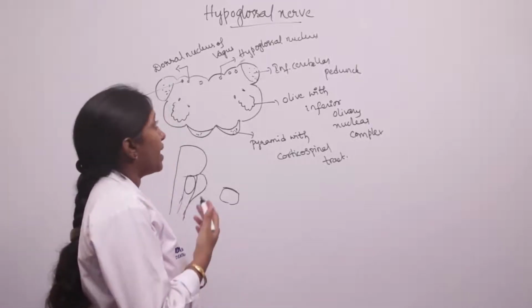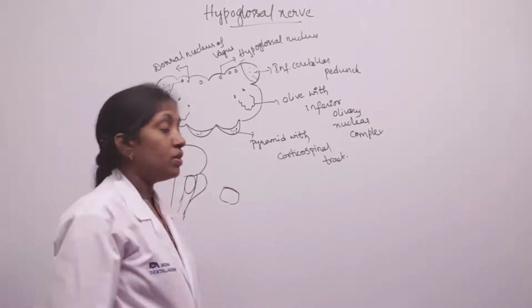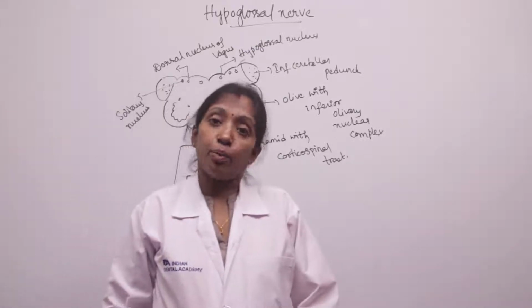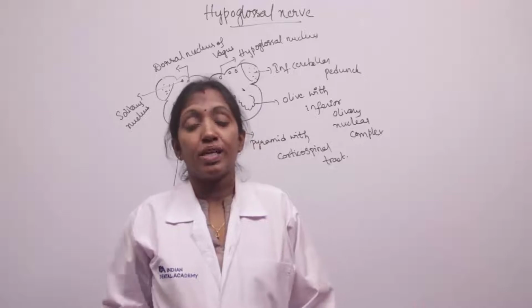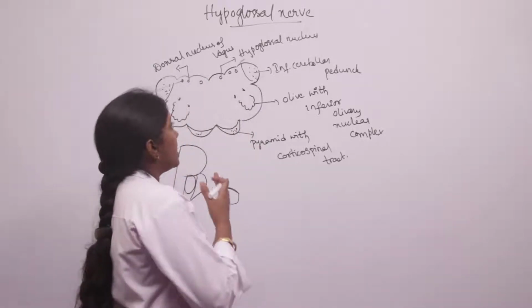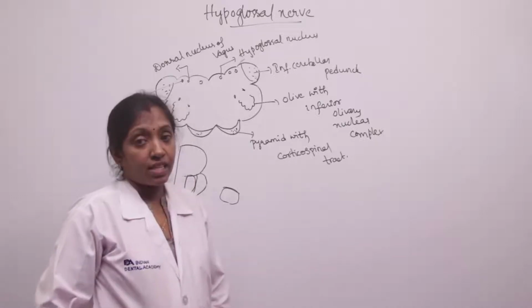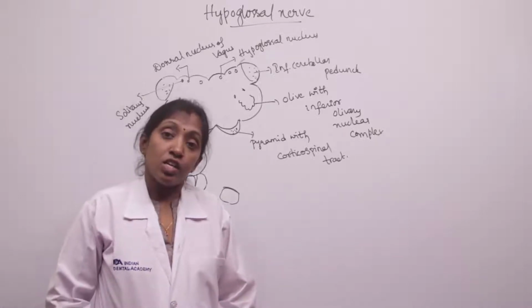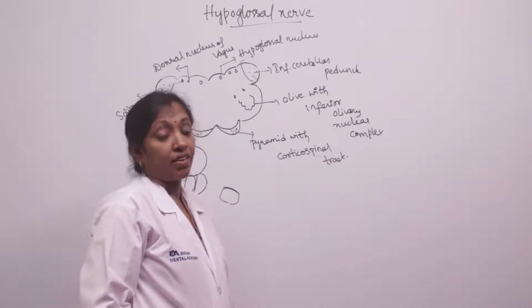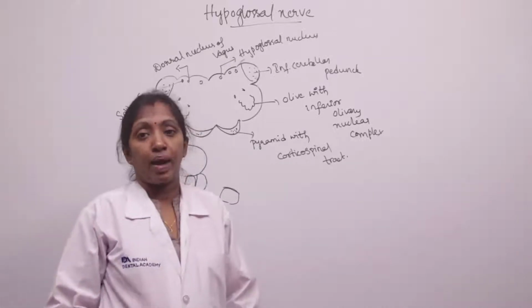So today we are discussing the hypoglossal nerve. The hypoglossal nerve is the 12th cranial nerve and it is entirely motor in function. It is in series with the 5th and 6th cranial nerves as well as the ventral roots of spinal nerves.